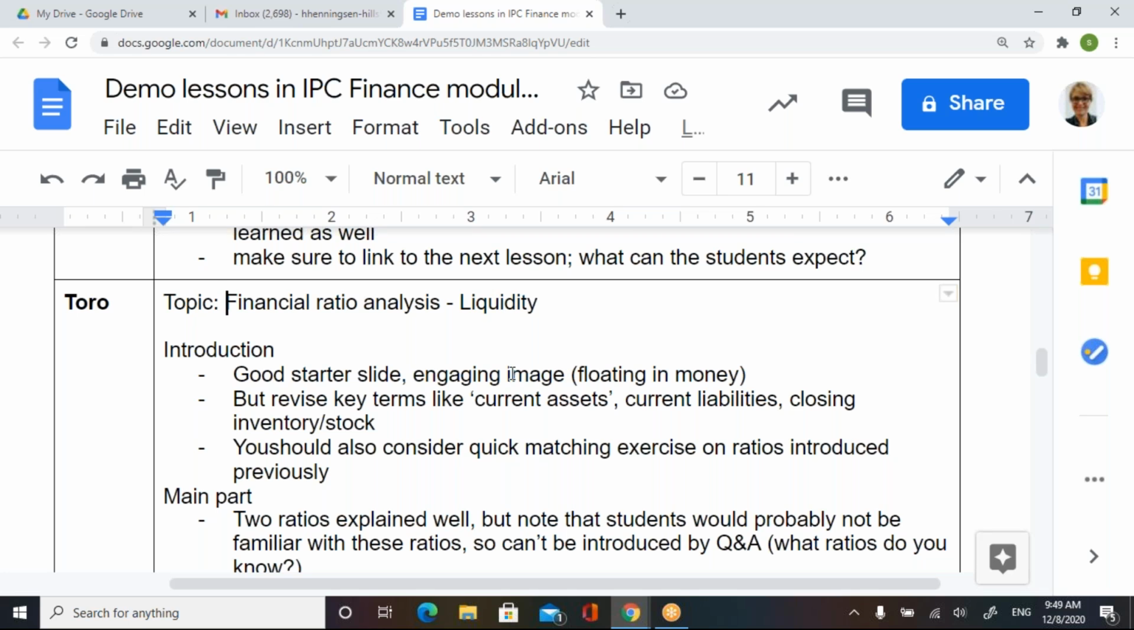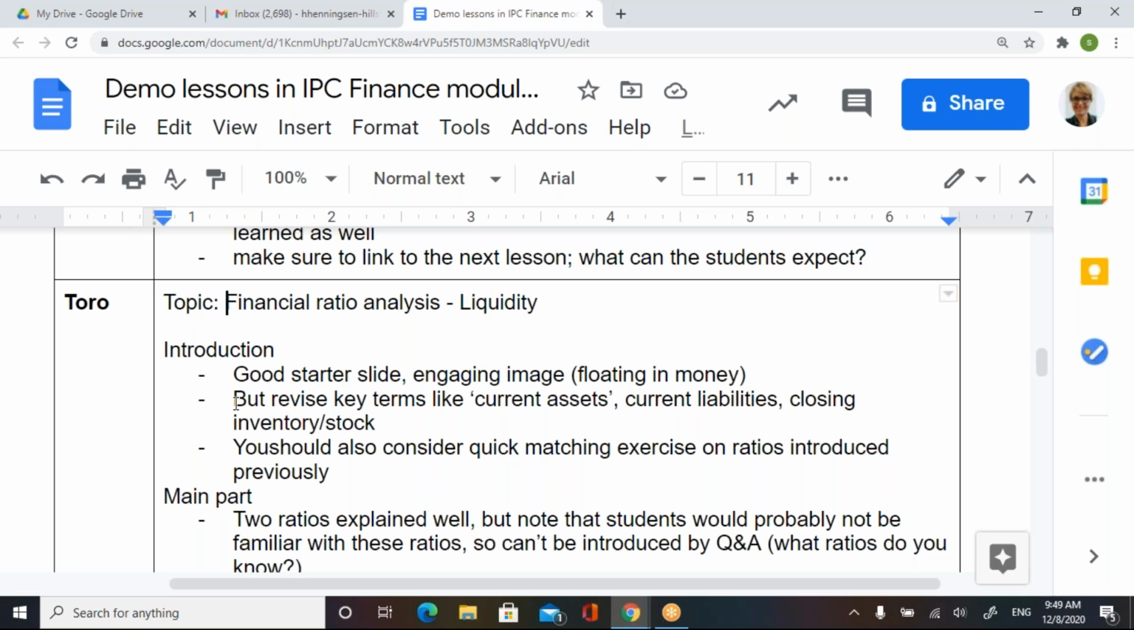So let's have a look. For introduction, I liked your starter slide. I thought it was an engaging image with that boat floating in money. Obviously liquidity is where you need cash available. So I actually thought that was a really nice image to use to get students interested in what this lesson is all about.